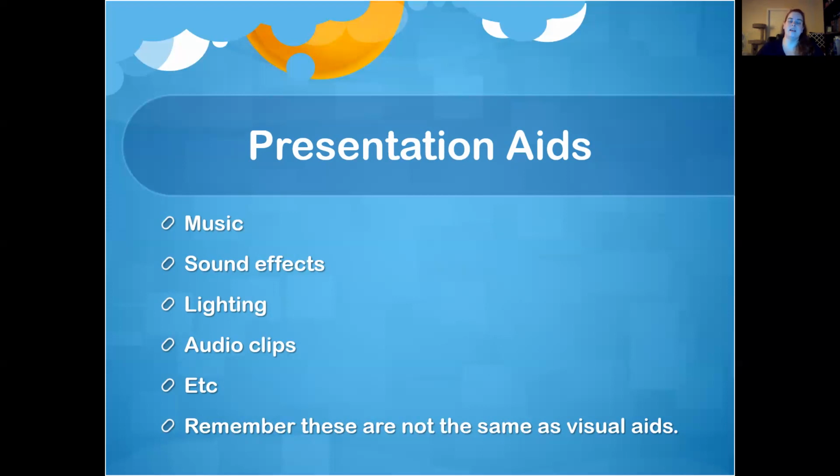Sound effects, those can be great if you were doing, say, an informative speech over the Salem witch trials, or maybe Marie Laveau from New Orleans, the Voodoo Queen of New Orleans. Maybe you want to throw some sound effects or some lighting in there to really set the mood. Those are great. But again, these are presentation aids and not actual visual aids. The same goes for audio clips. So keep these things in mind.